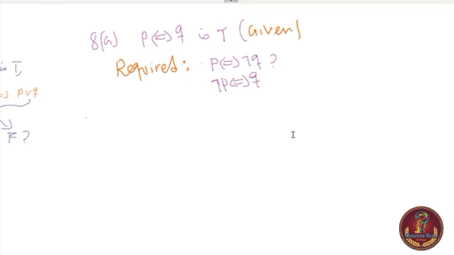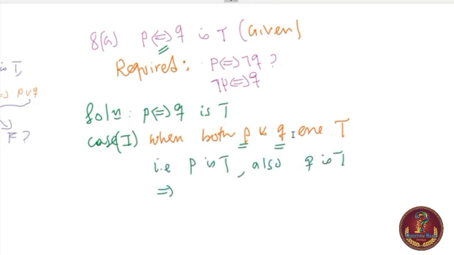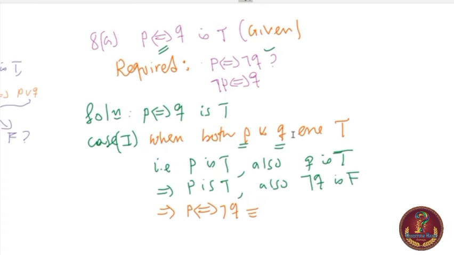Okay, what helps us with this solution is recalling the biimplication rule. There are two cases. Case 1: when both P and Q are true. That means now P is true, also Q is true. This means P is true and also negation of Q is false because Q is true. So to do the first one, P biimplies negation of Q is equivalent to P is true biimplies negation of Q, which is false.